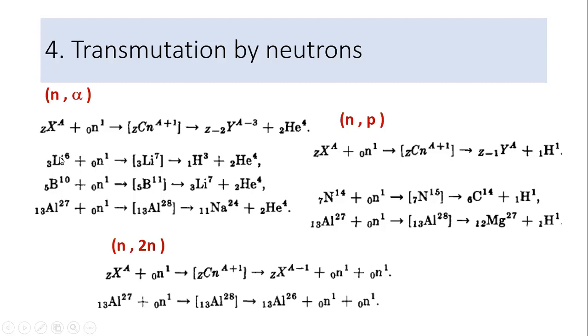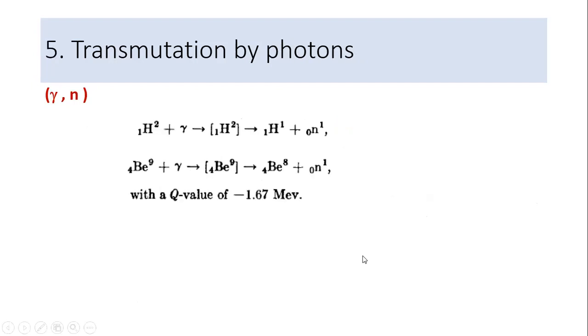Again, the sum of 3 plus 0 will be 3, and 6 plus 1 will be 7, with the emission of alpha. So what is left here? If it is 3, then 1 is left, and 1 is for the proton. How much mass is left? 7 minus 4 will be 3. So this is the tritium. In this way, you can balance the nuclear transmutations by the neutrons. And this is neutron proton, and this is the neutron with the emission of the 2 neutrons. In a similar way, you can balance the equations.